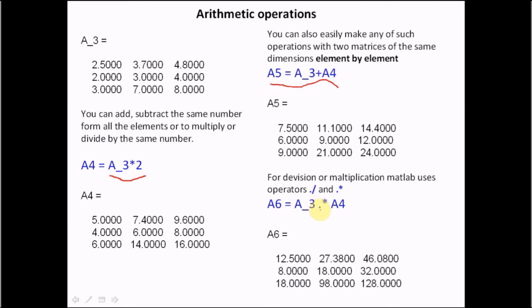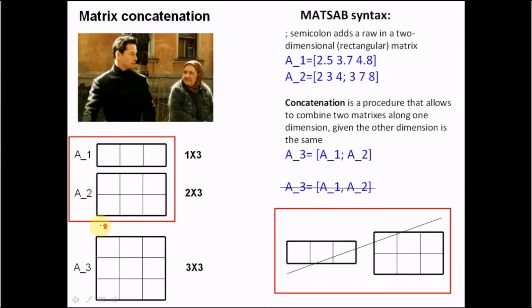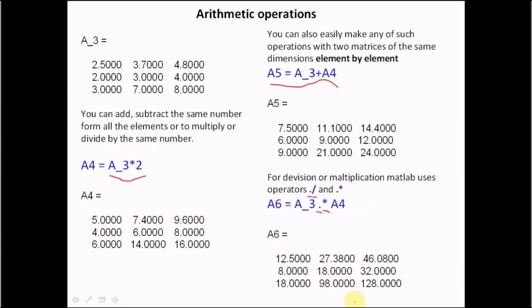If you want to divide or multiply element by element, you don't just use the star or the slash. Don't forget that there must be a dot before it. Otherwise, it will be already matrix algebra, which has a totally different outcome and very different rules, very different laws, how they work. In this case, you multiply together A3 and A4 and you get a product. Will be 12.5, and so on and so forth.